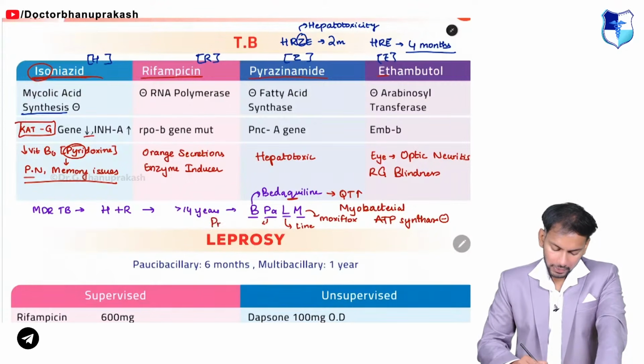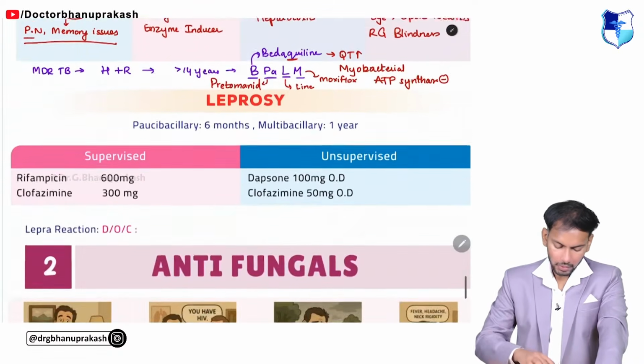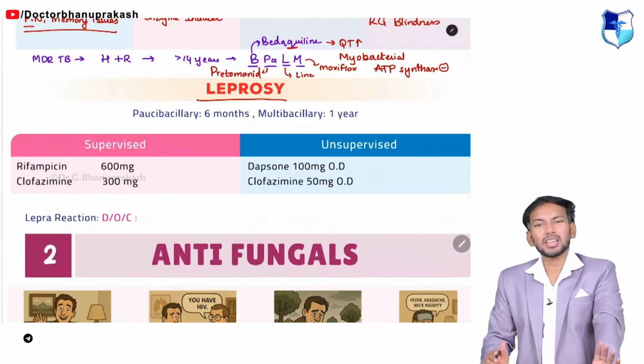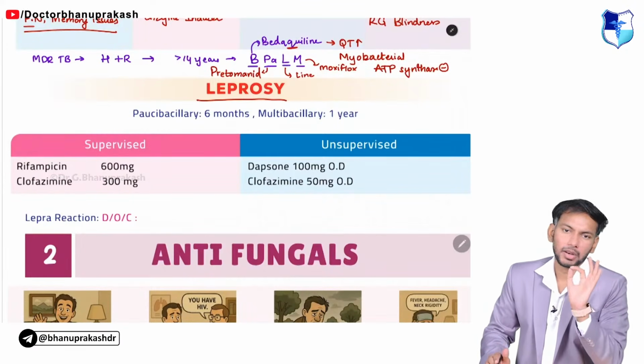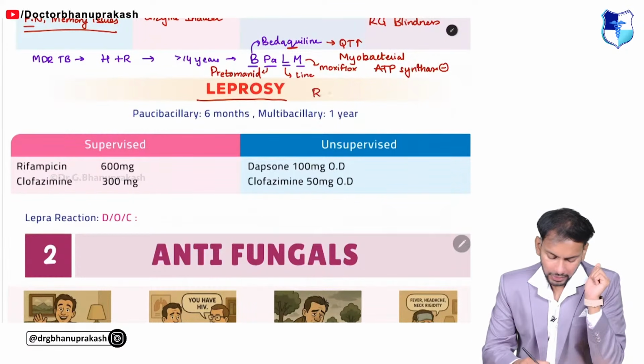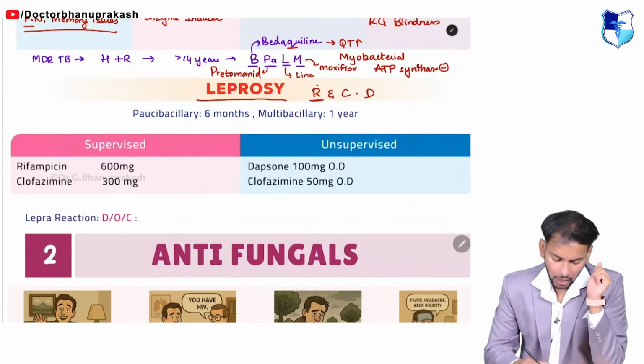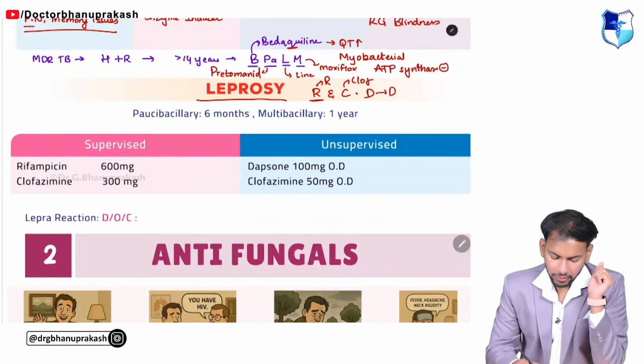PA for pretomanid. This is what I want you to remember. Now, coming to leprosy. How do I remember the drugs in leprosy? I recall it like this. I study a line called leprosy is a recurrent and chronic disease. Yes. See, R for rifampicin. C for clofazimine. D for dapsone.